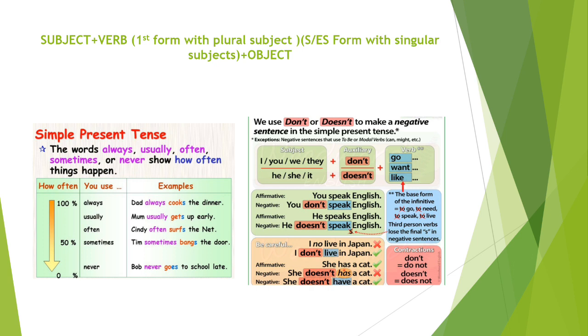Now, in negative sentences, we use do not plus verb's first form and does not plus verb's first form. We don't use do not or does not with the s or es form. In the previous video, when I was teaching you simple past tense, I discussed that did not plus verb's first form is used everywhere. Did not plus verb second form is a wrong format. So similarly, do not and does not also take verb's first form.